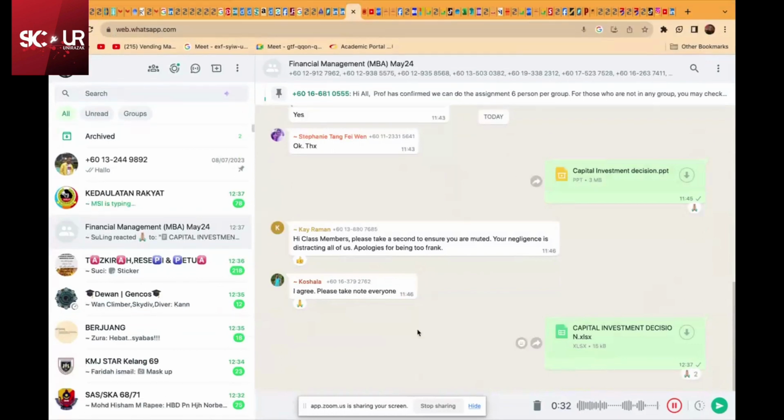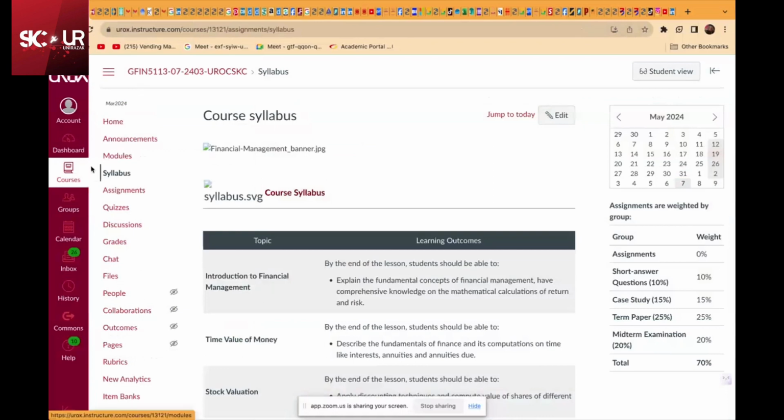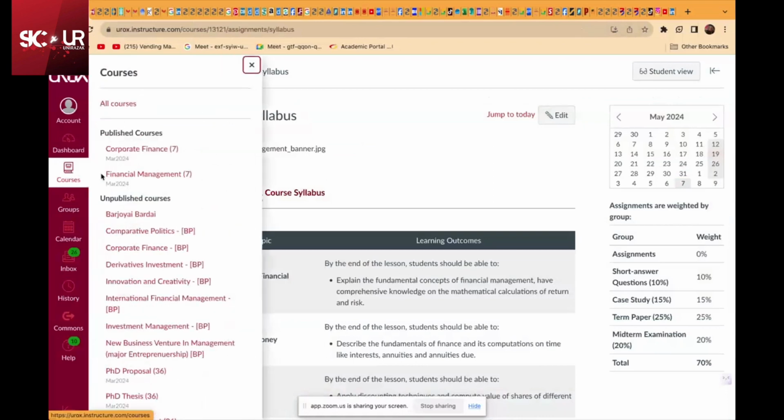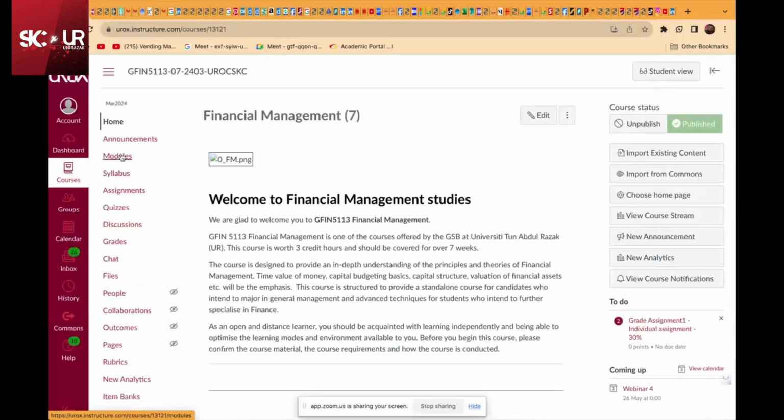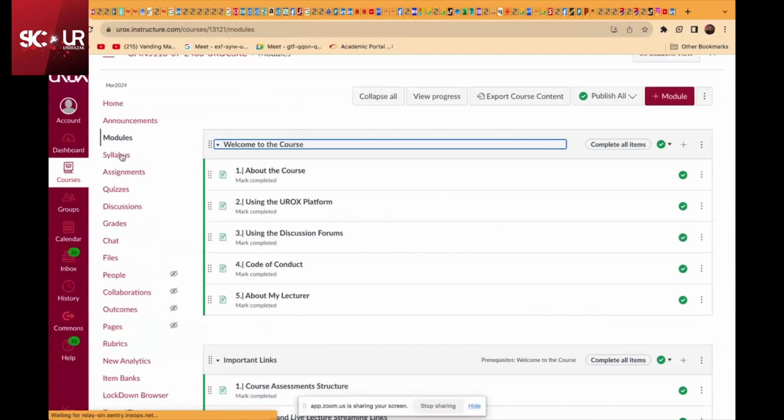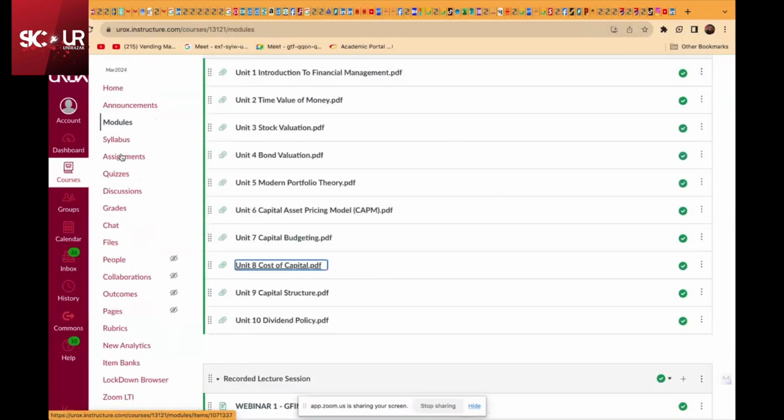So what we want to do after this is to discuss another topic. If we look at the module, we have discussed time value of money. We now want to go into stock valuation and bond valuation, so that we will cover after this break.